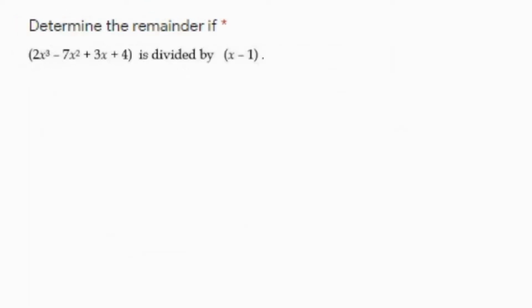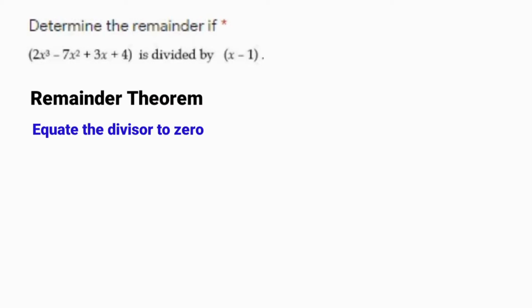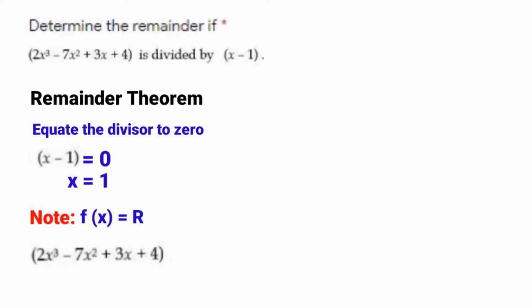Determine the remainder if 2x cubed minus 7x squared plus 3x plus 4 is divided by x minus 1. For this problem, we will be using the remainder theorem. First, equate the divisor to 0. x minus 1 is equal to 0. Transpose 1 to the right side. x will be equal to 1. Take note that f(x) is equal to r. So 2x cubed minus 7x squared plus 3x plus 4 is equal to r.